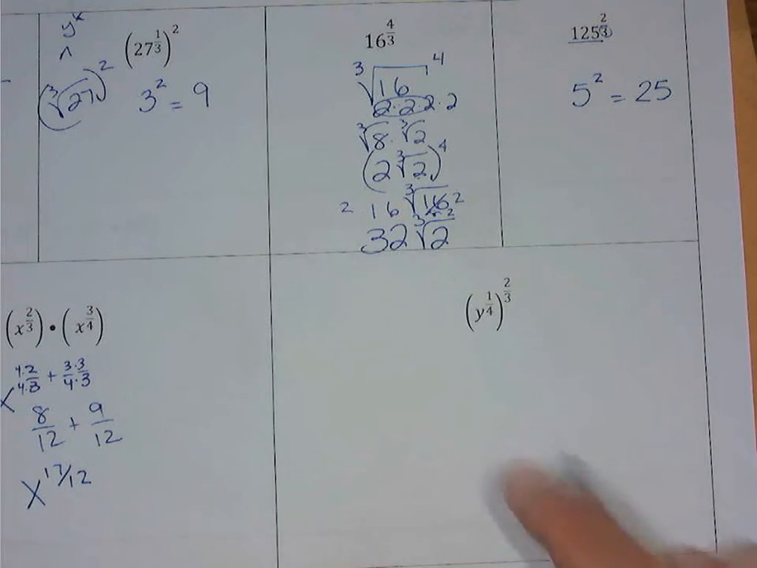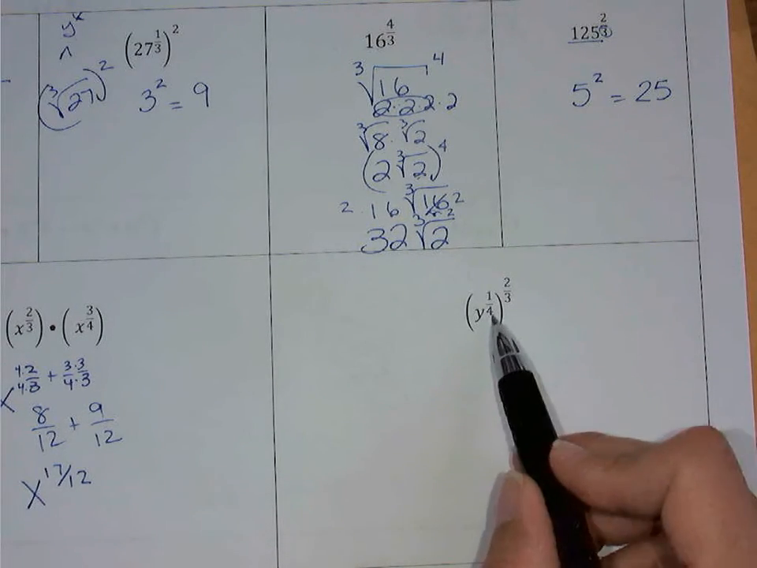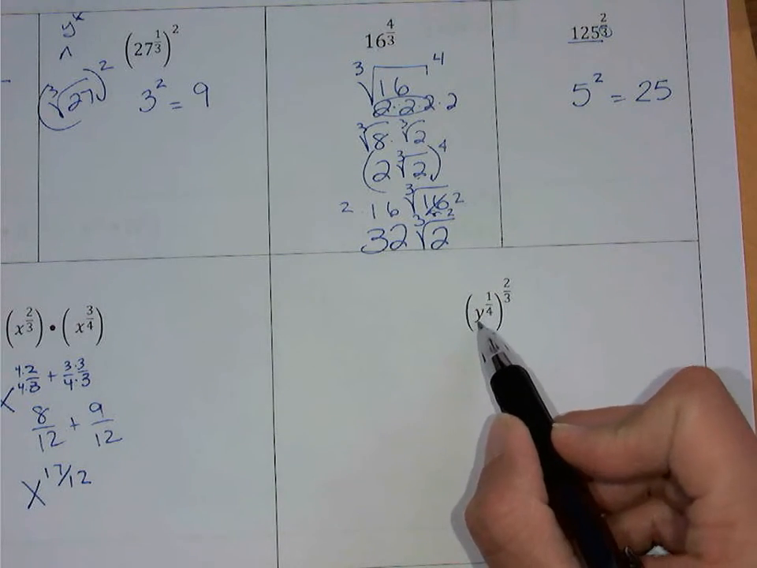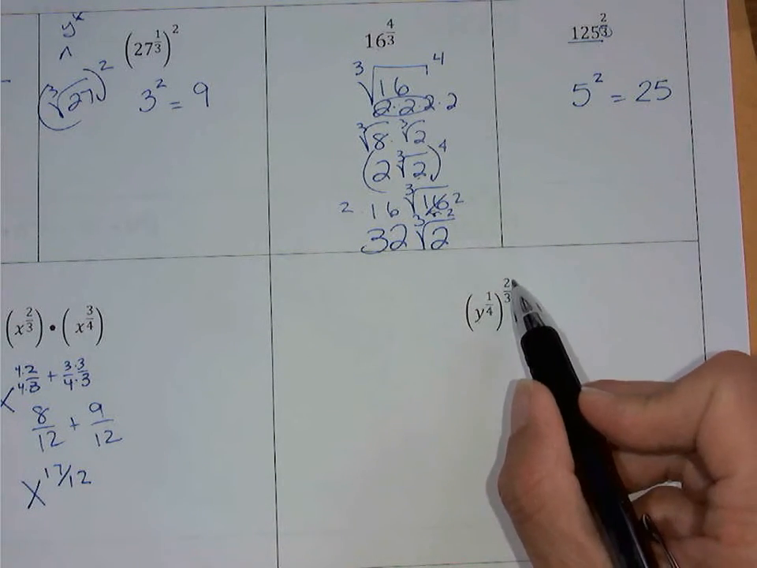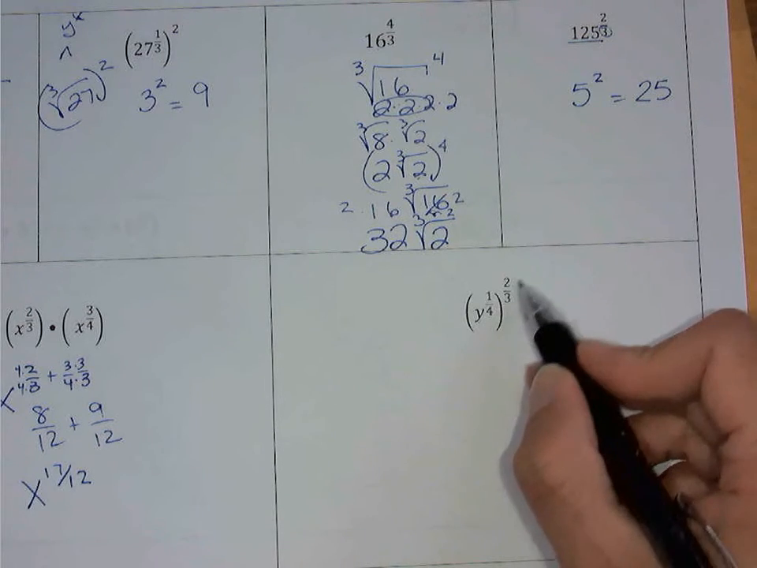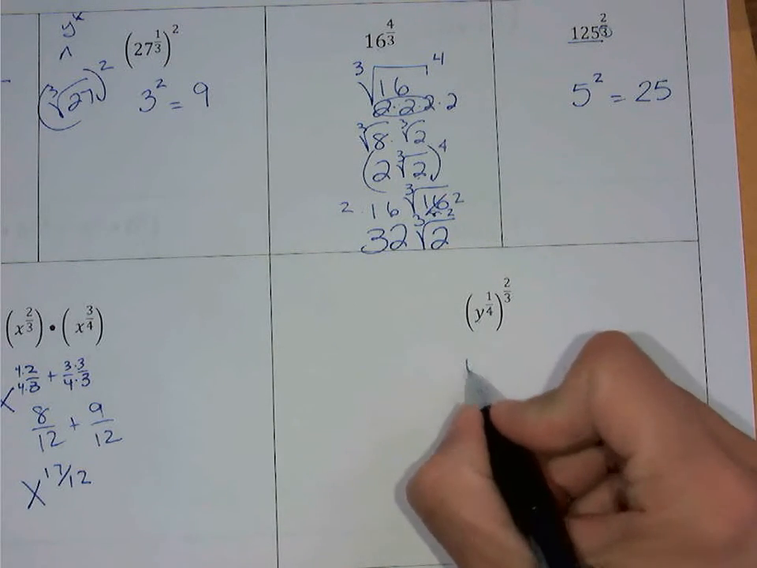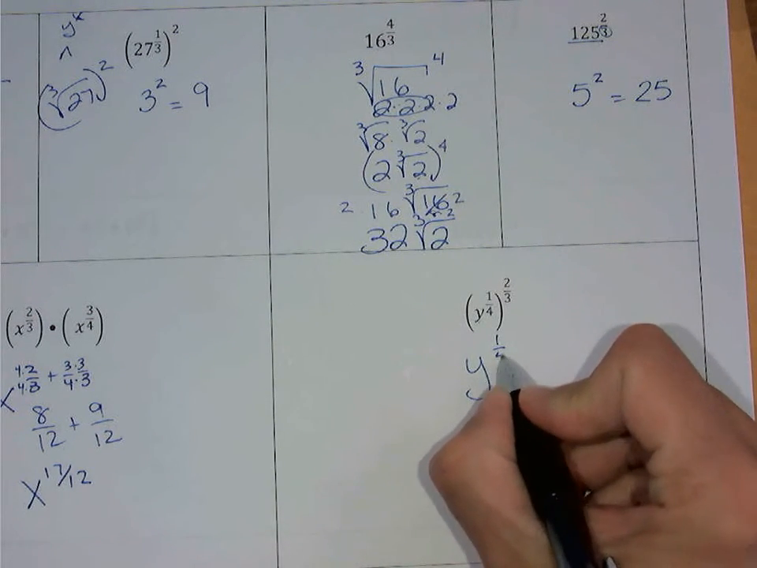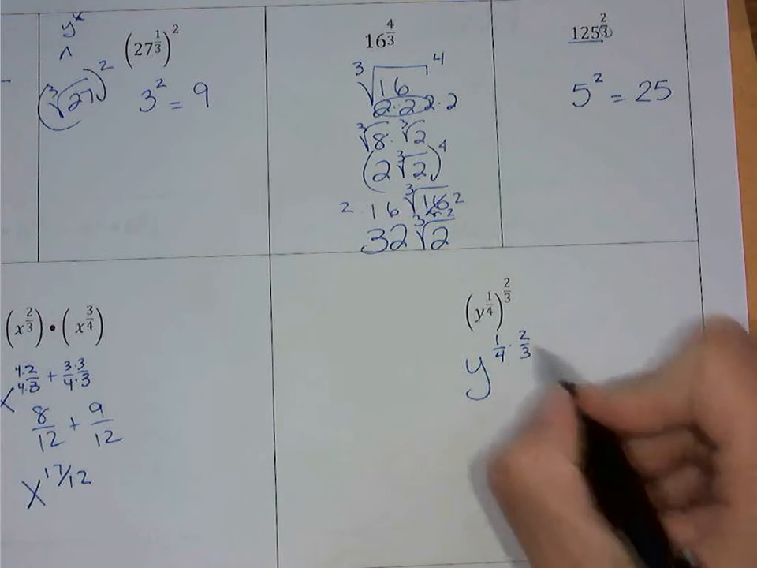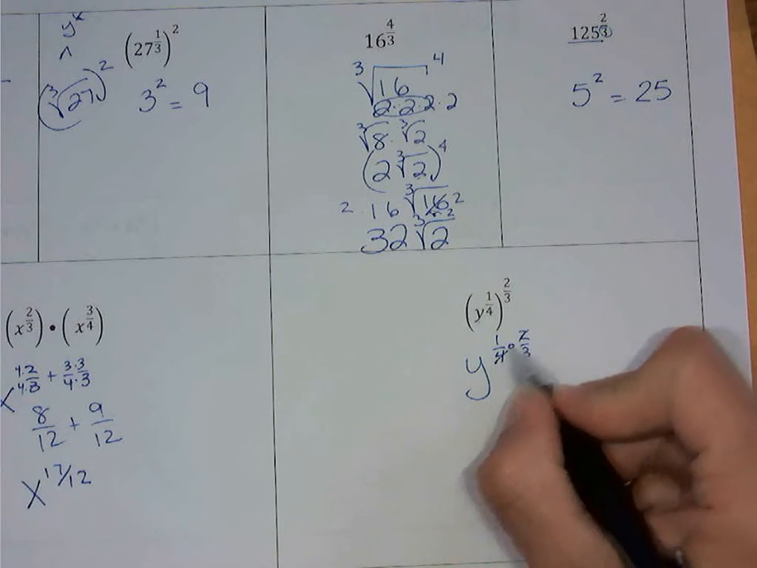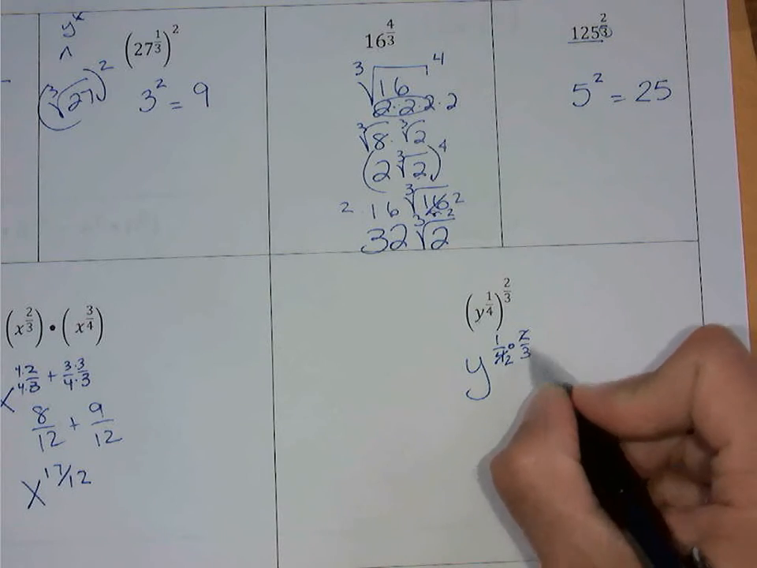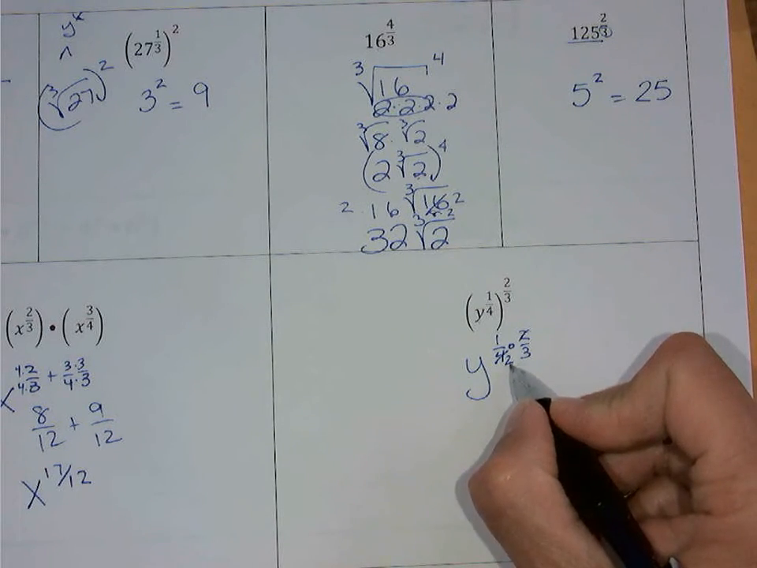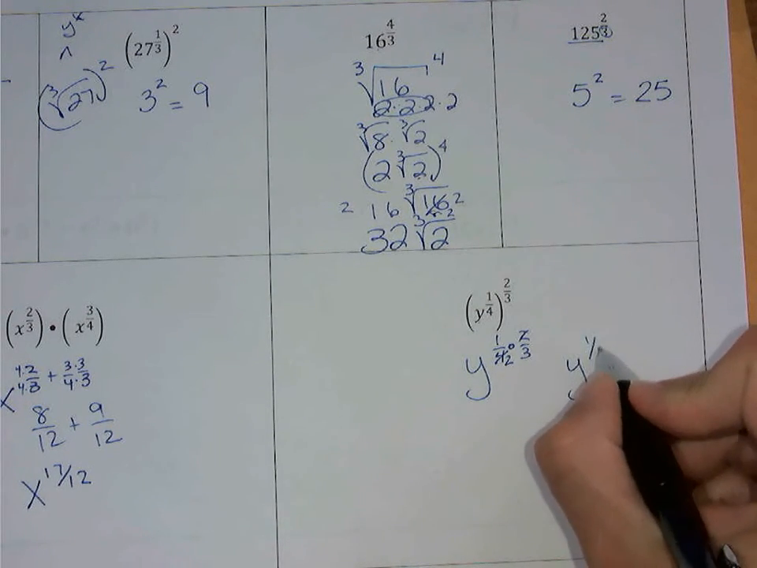And the last one, this is a power rule, and our power rule says that if we have some variable or number raised to a power, which is also raised to a power, that we multiply. So we're going to have y to the 1/4 times 2/3. And then just like when we multiply fractions, we can cancel anything in the numerator with the denominator, so 2 goes into 4 2 times. So we're left with y to the 1/6.